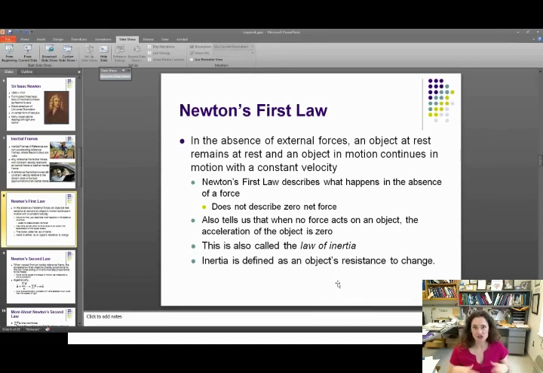But basically, it's just describing what happens in the absence of a force. If there is no force, in other words, there is no acceleration. If there's no acceleration, then the speed doesn't change. So if the object is still, it'll stay still. And if it's traveling along at a constant velocity, it'll remain at that constant velocity. This is also called the law of inertia, and inertia is an object's resistance to change.